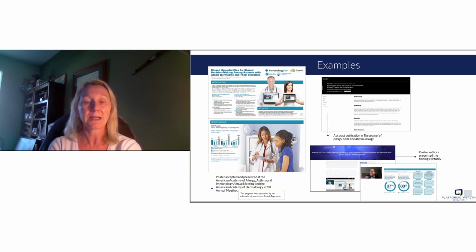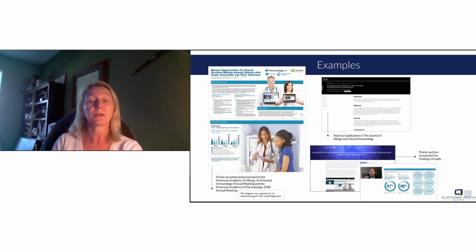Presentations at national meetings are also an ideal venue to highlight the role of partners in the education, such as patient advocacy groups in advancing patient outcomes. And here you can see that AFA, the Asthma and Allergy Foundation of America, was an important partner, as indicated by the presence of the logo on the posters and as an author in the posters.